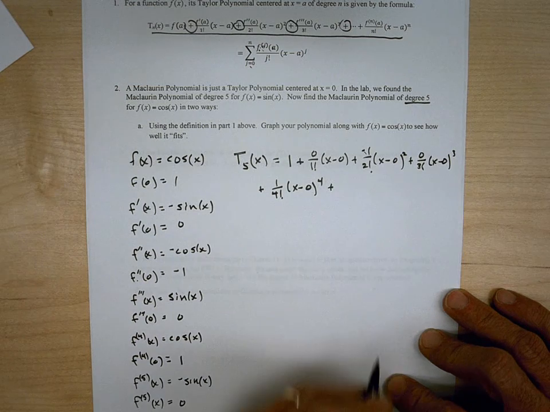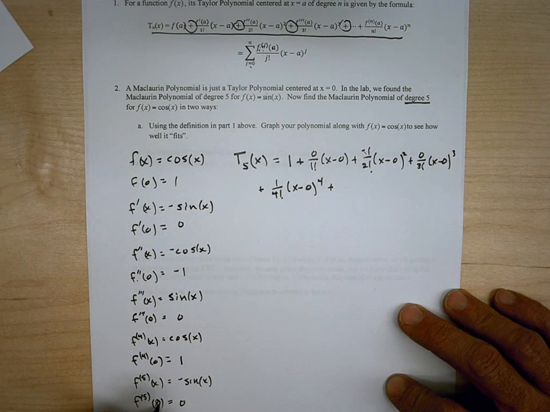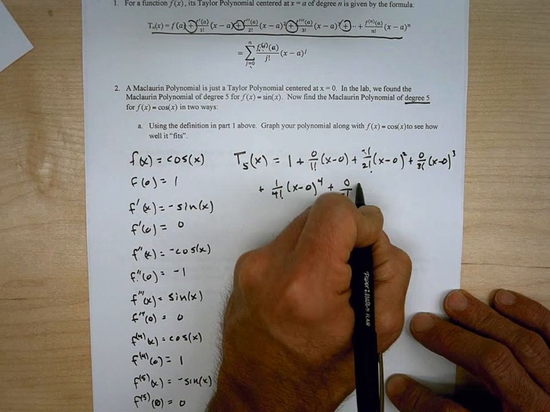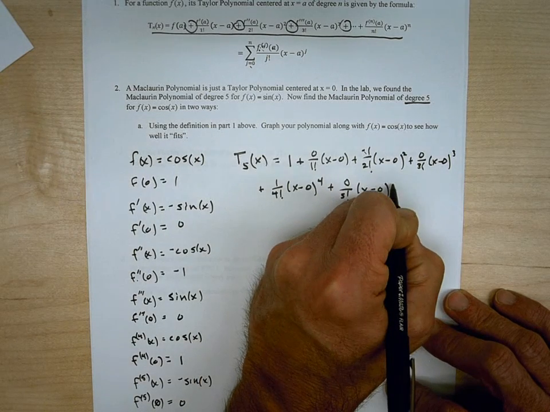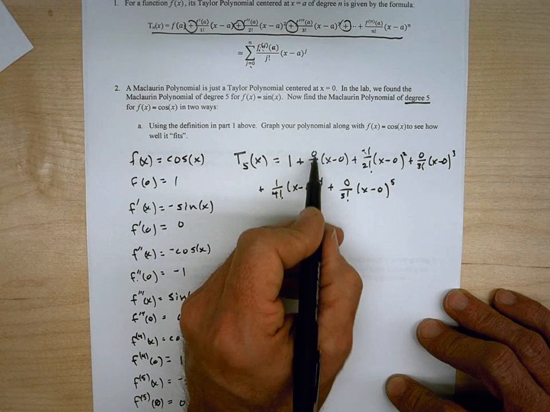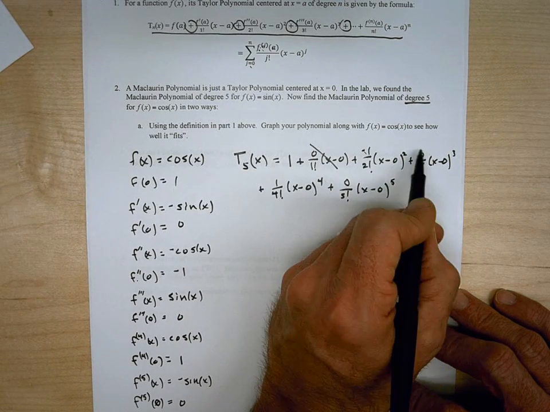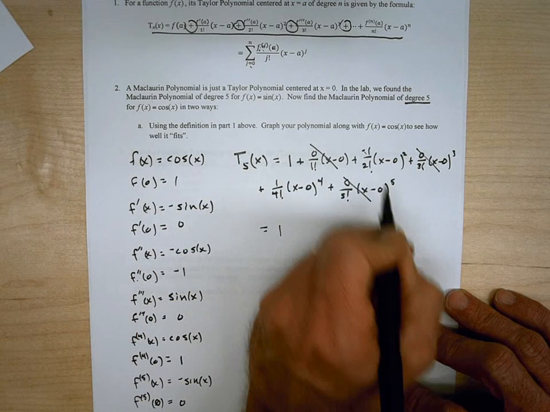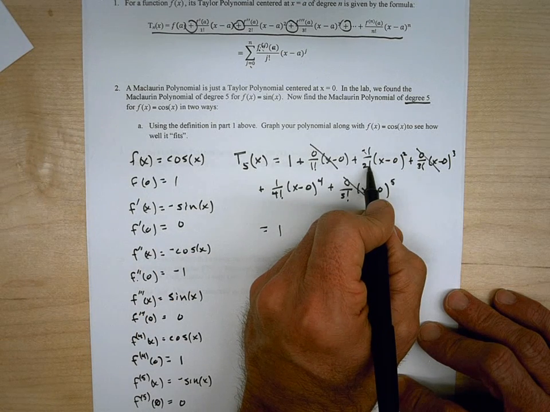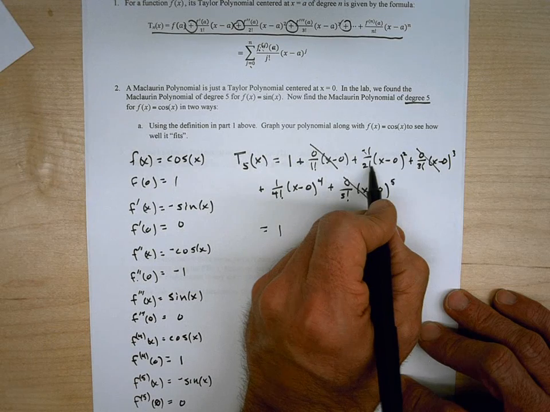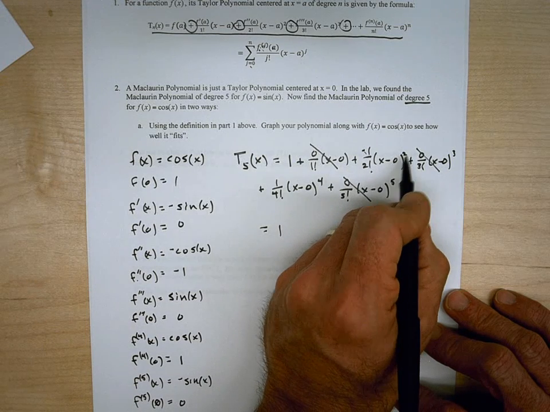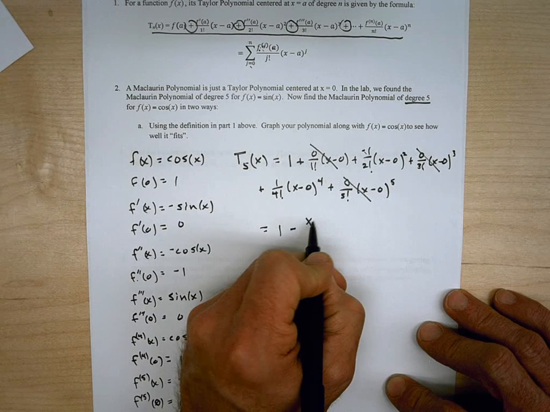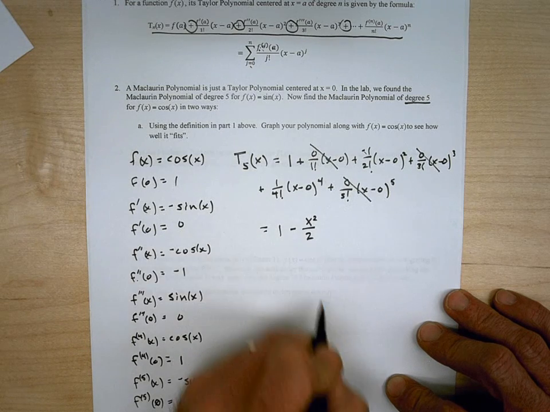fifth derivative evaluated at, whoops, that should be a 0, right? At 0 is 0 over 5 factorial times x minus 0 to the fifth. Now clearly, if the coefficient is 0, that term is going to be 0, so we're not going to need it. So we're left with 1, and then minus, and 2 factorial is just 2, because it's 2 times 1. Of course, x minus 0 squared is just x squared. So I've got minus x squared over 2.